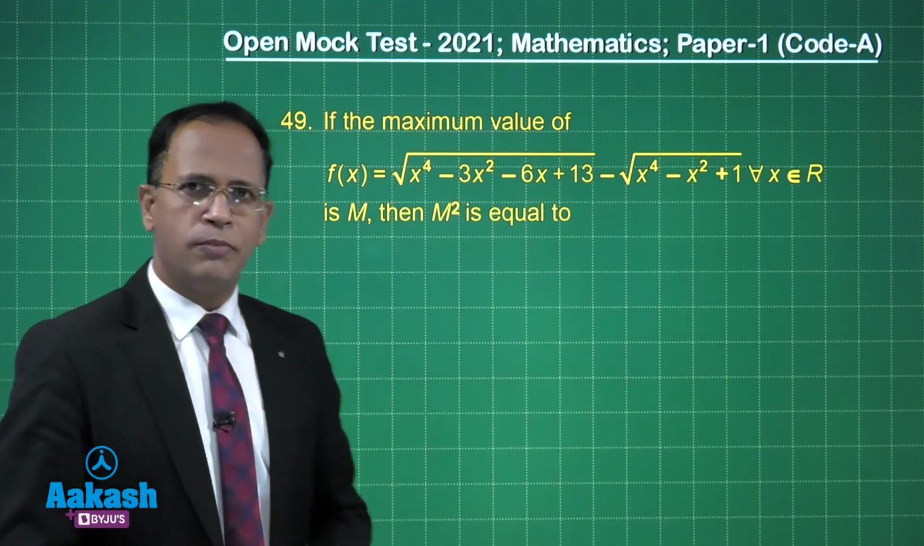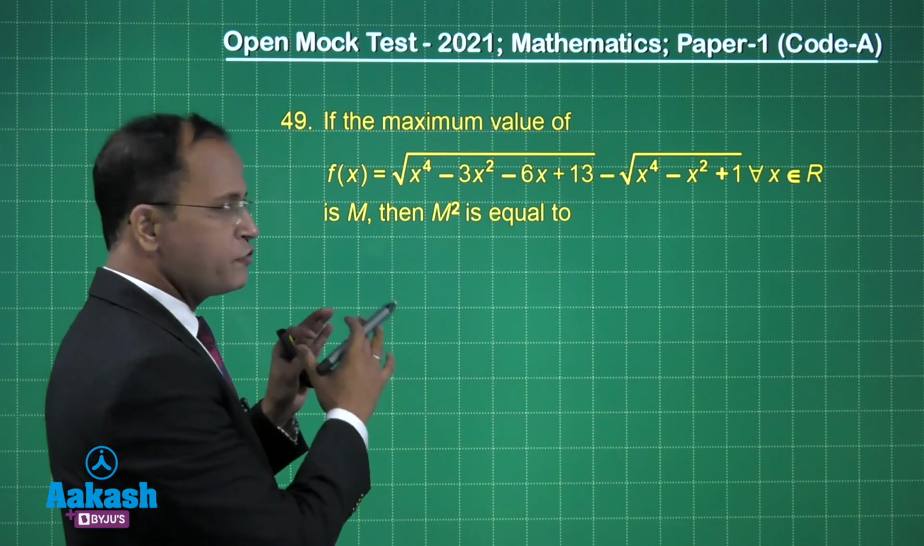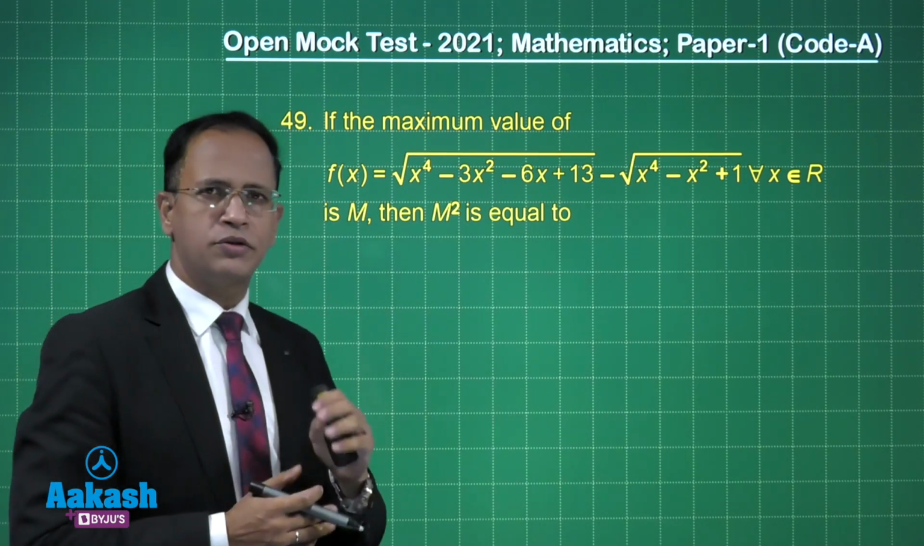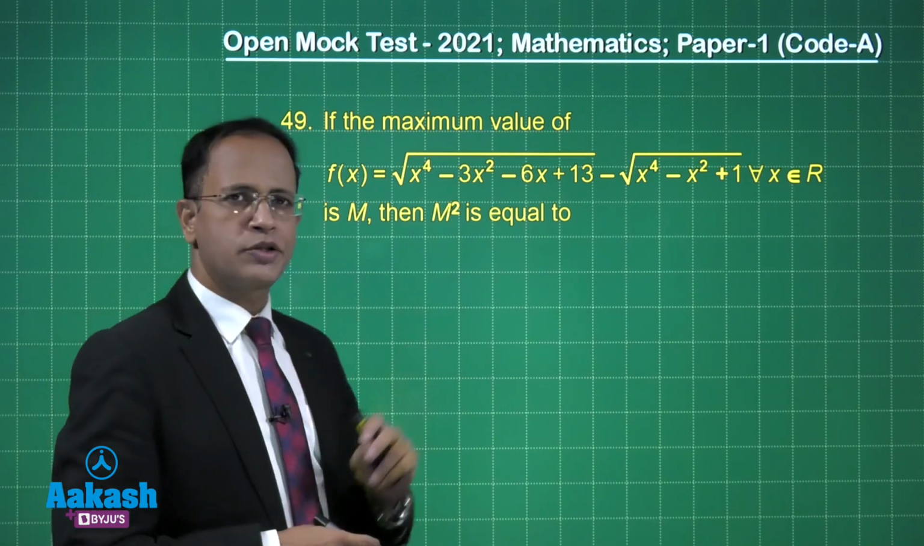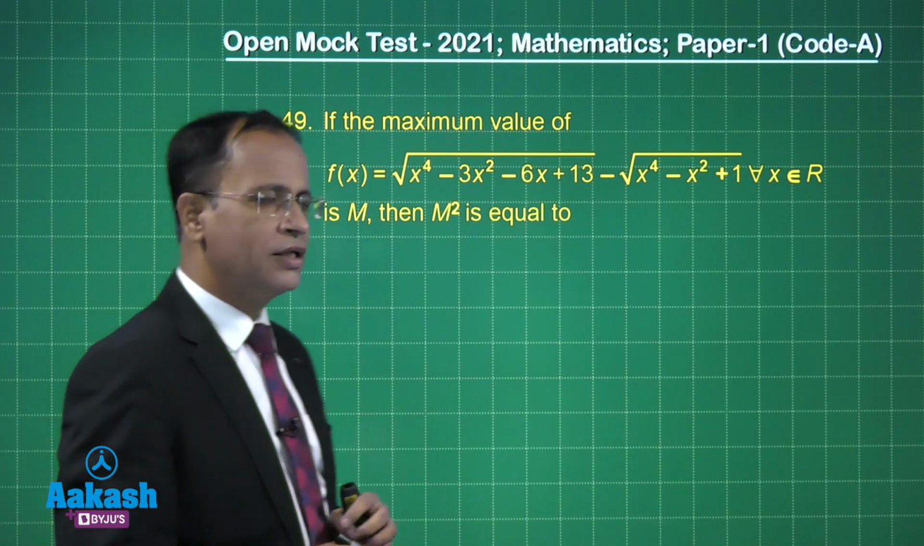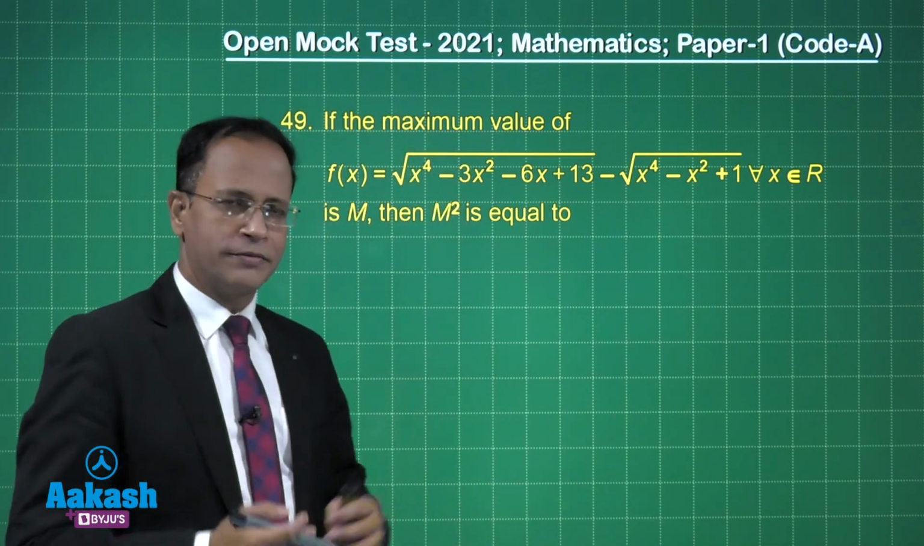Now friends, let's talk about this particular problem. The problem states that we have to find the maximum value of f(x) = √(x⁴ − 3x² − 6x + 13) − √(x⁴ − x² + 1) for all x belonging to R. If this maximum is m, then m² is what?